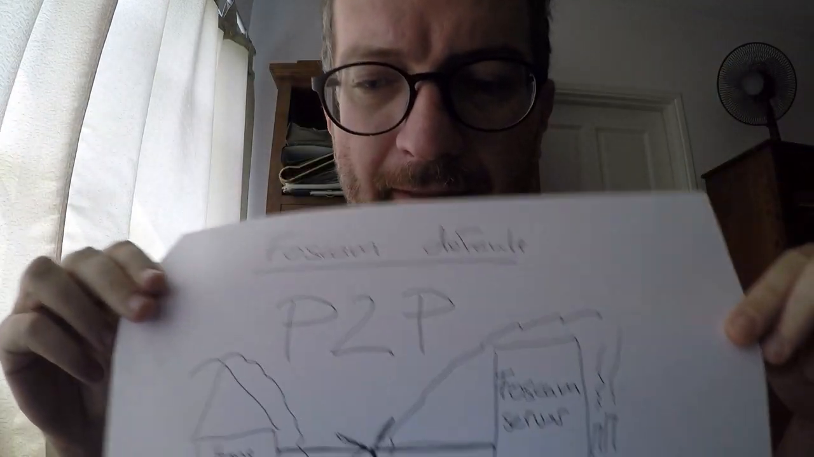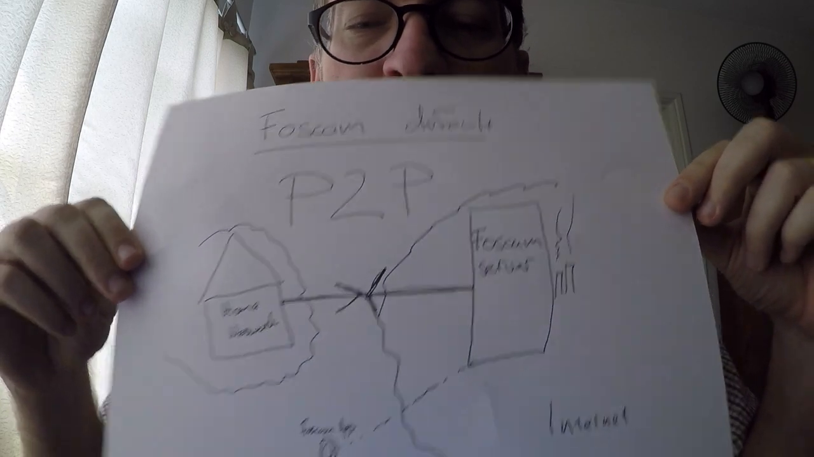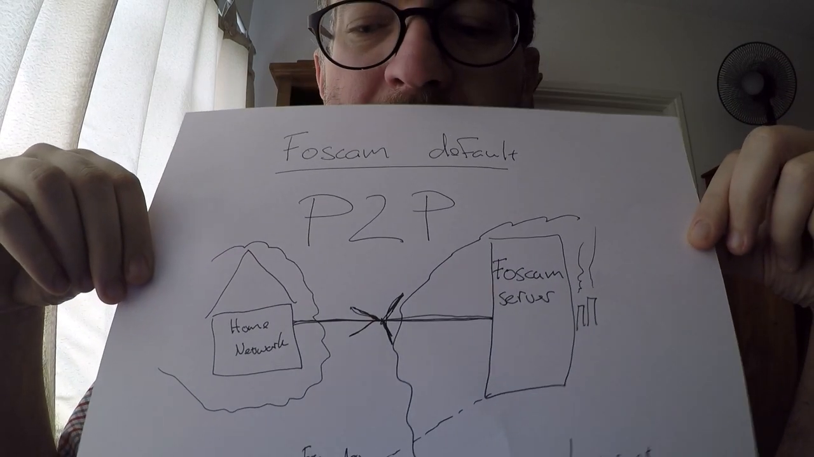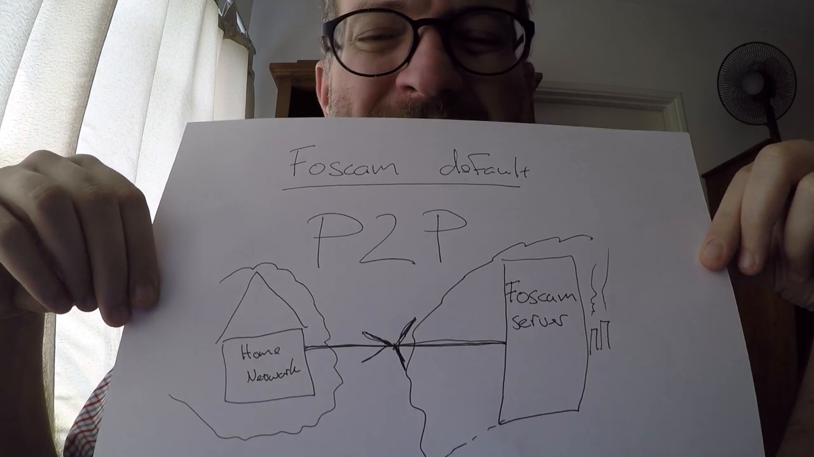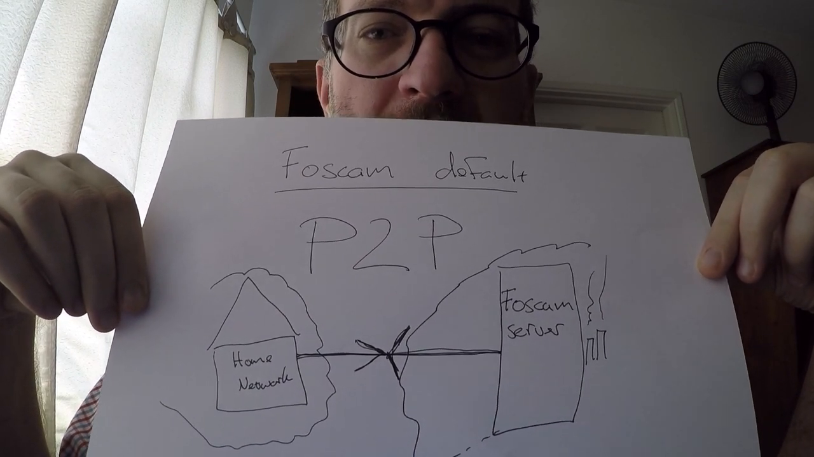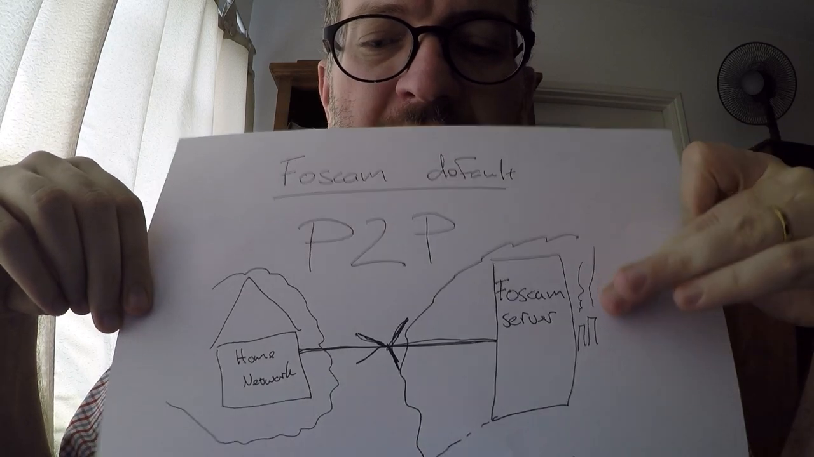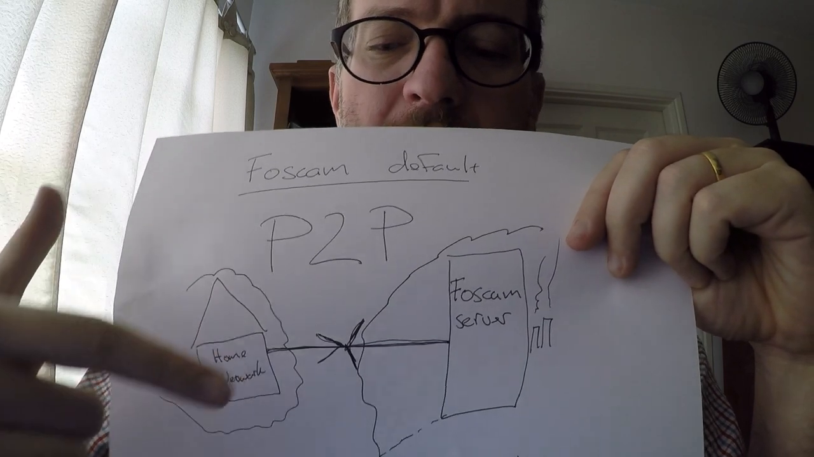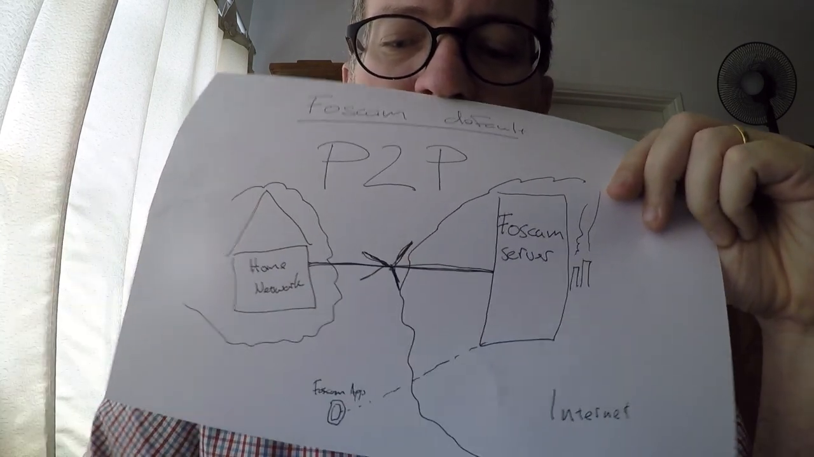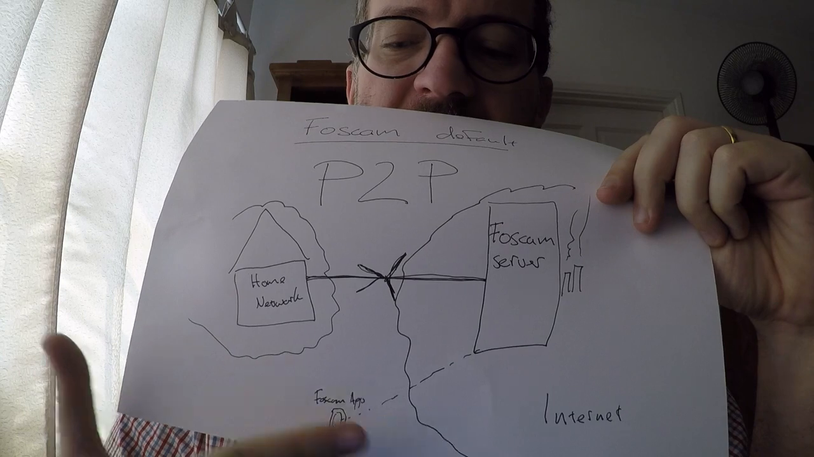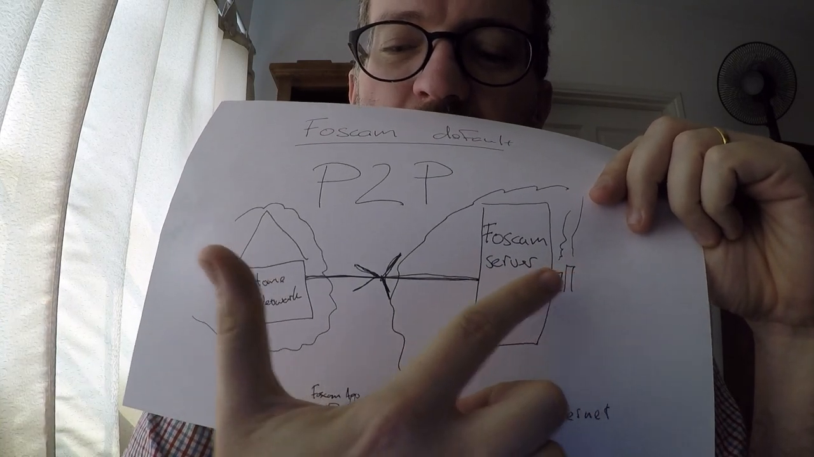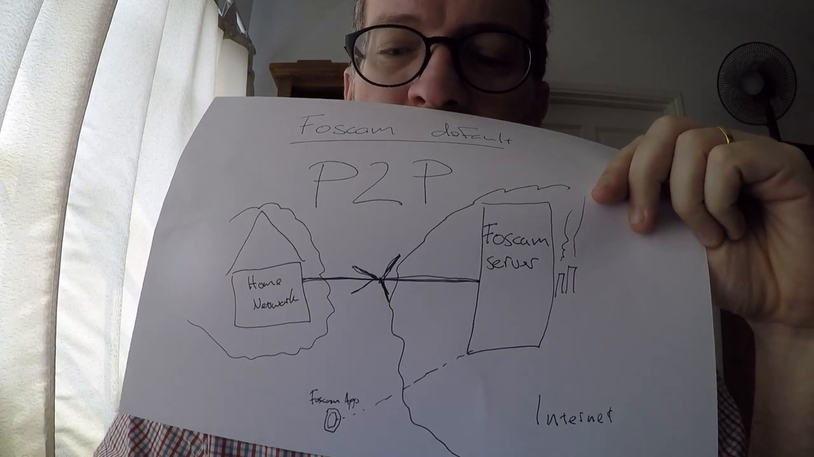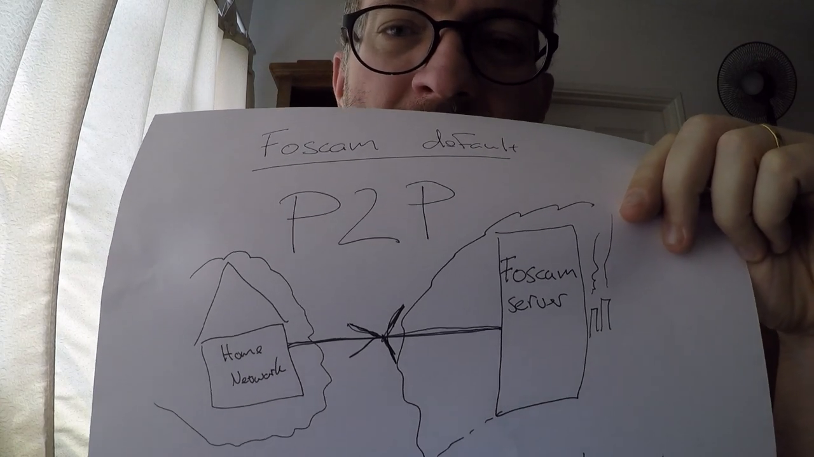Hey guys, let me try to explain what the problem is with the Foscam defaults. So this is my little diagram here. By default, Foscam P2P is enabled. And what is P2P? It's a fancy word for tunneling out of your own network. So you have your own home network here, and P2P tunnels to a Foscam server, so you can launch your Foscam app and get to your images on your home network.